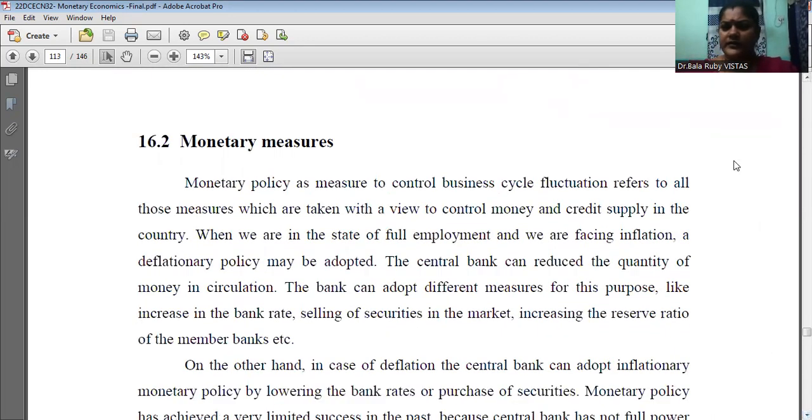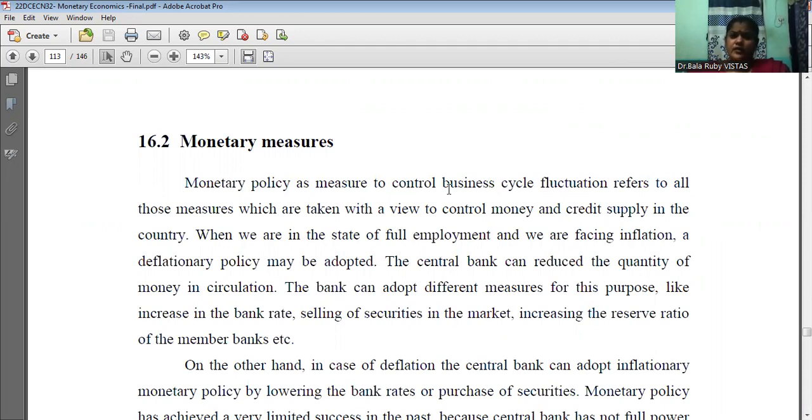Now, let us concentrate on these monetary measures. What are the monetary measures we can take for the business cycle? See, monetary policy as a measure to control business cycle fluctuation refers to all those measures which are taken with a view to control money and credit supply in the country.